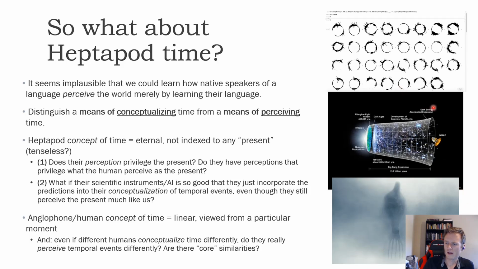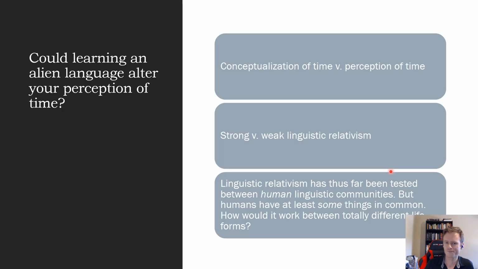So again, we can conceptualize eternity like this, or we can conceptualize the world from a God's eye view like this, but it doesn't mean we perceive it that way. Similarly, the heptapods might conceptualize it this way, but do they really perceive it? They don't really perceive this, do they? Or what would that mean? So to sum up, could learning an alien language alter your perception of time?